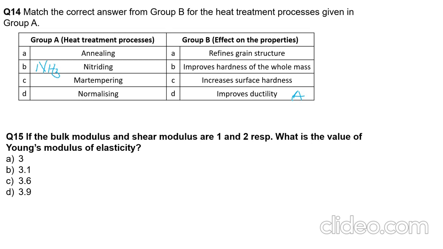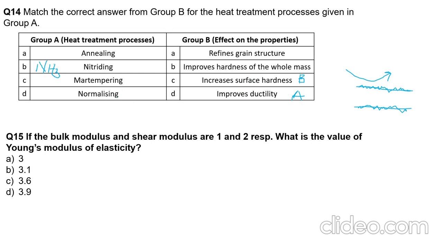So for nitriding, you have options. What happens in nitriding? It is only the surface which is hardened, because you have a sample like this. Once you are passing the ammonia gas, the surface is nitrided. So this surface becomes hard, while the core remains soft. So only the surface hardening takes place. So for option B, we have nitriding. So you can match it with increasing the surface hardness, right? So now you can tell me what is for the next two.